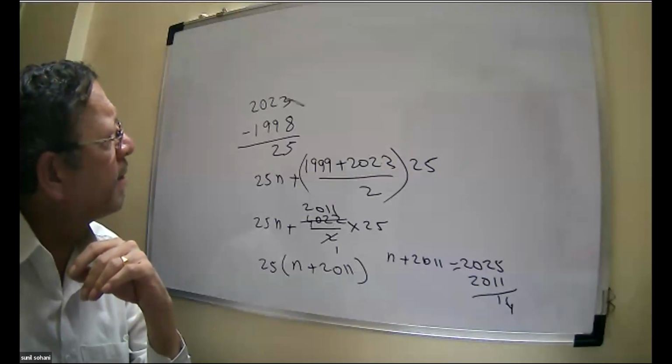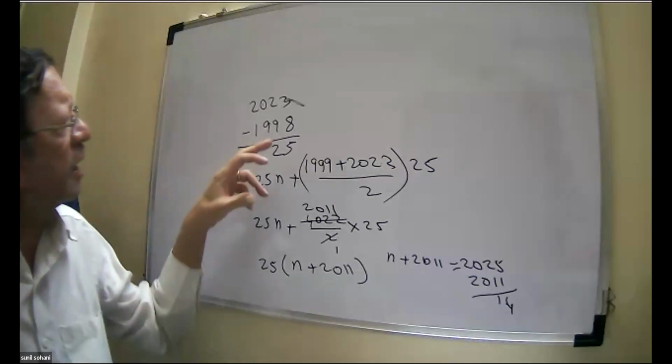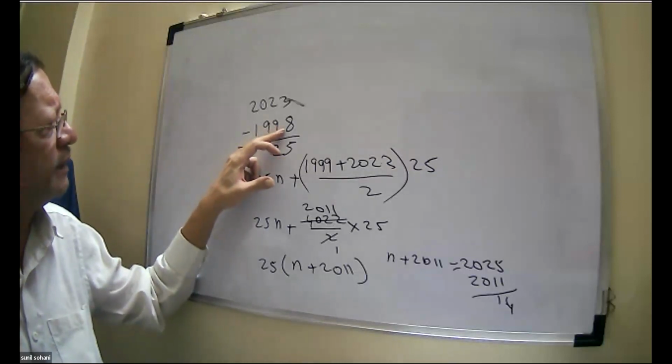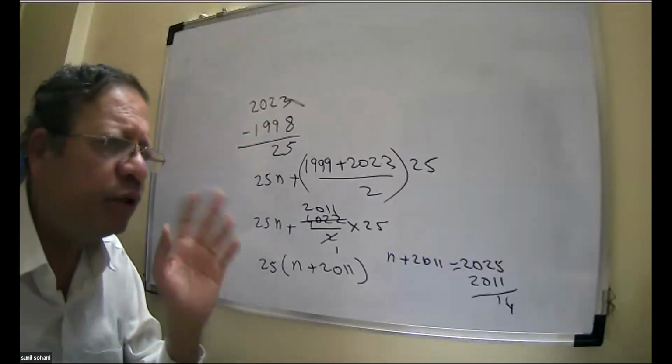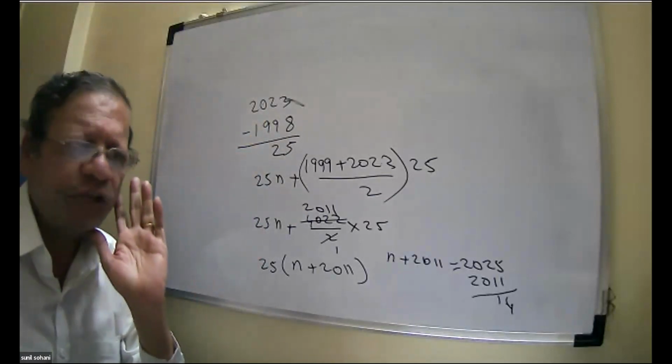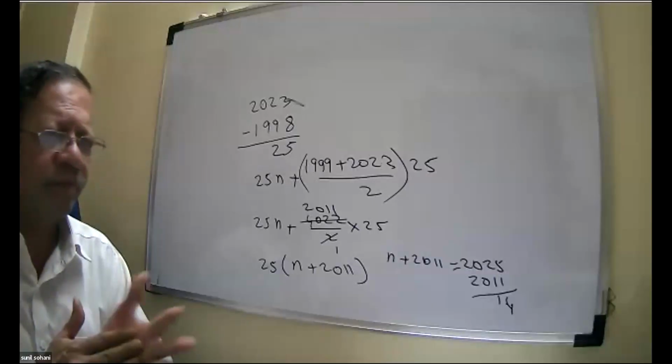But why 1999 and not 1998? I have taken the number before 1999. Count the numbers. If you subtract 2023 minus 1999, you will get only 24 as the answer. Then you have to count the beginning. So whatever you say, numbers are 25.